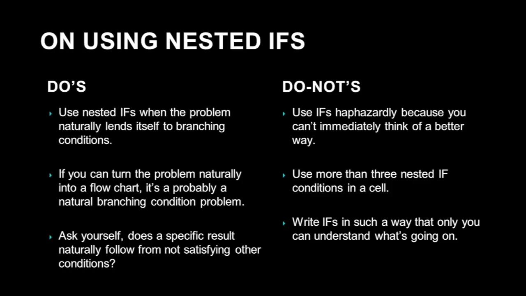So if we think about using nested ifs, we can elaborate on this a little bit more. We only want to use them when the problem naturally lends itself to a set of branching conditions. And if you can turn the problem into a flowchart, chances are it's a good idea to use it. And finally, if we can start from an endpoint and ask, does this result naturally follow from satisfying or not satisfying the previous conditions, then yeah, we're probably in good shape to use nested ifs.